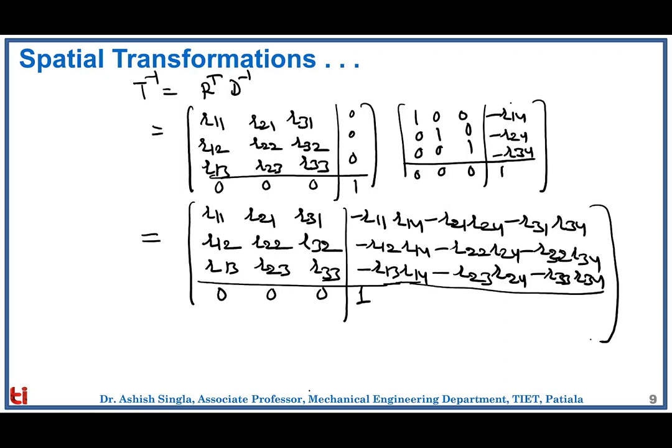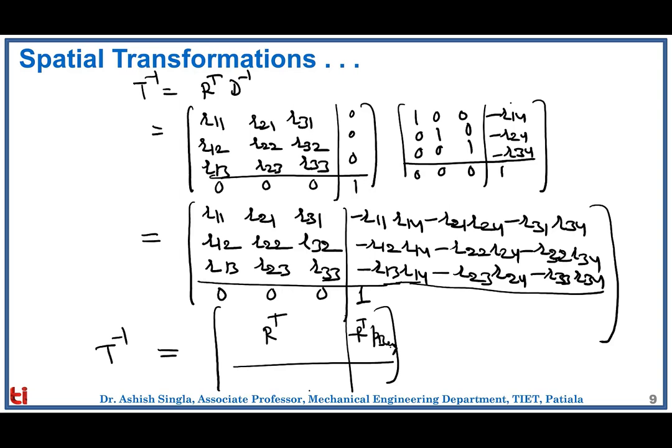And we can verify that this matrix is equal to the original inverse matrix, that is R transpose, minus R transpose P B origin, and the row 0 0 0 1. So this is the alternate way to calculate the inverse of the homogeneous transform.